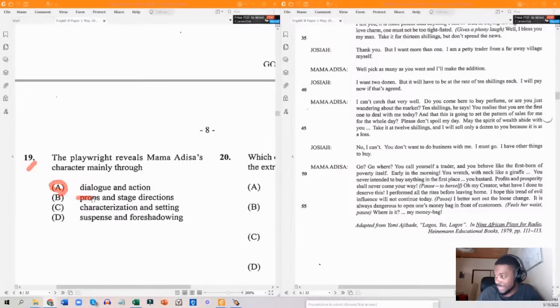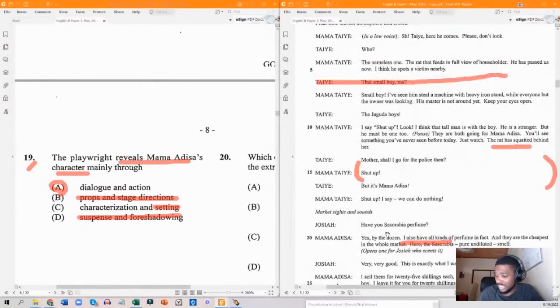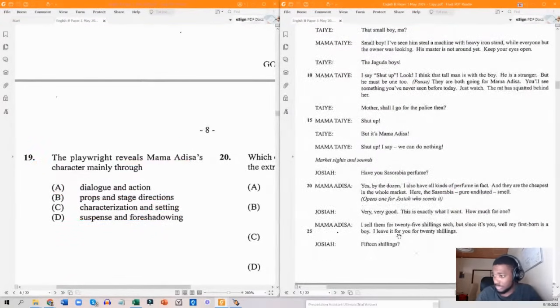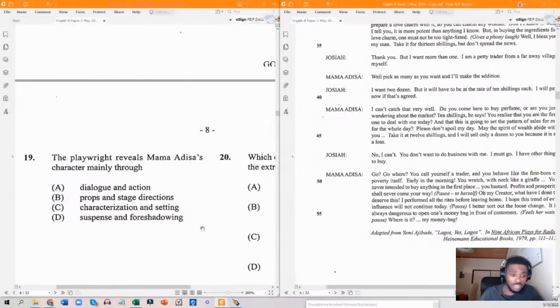Props, this is complete madness. Nothing here gives away her character. And character setting, this doesn't have anything to do with her character. And while these are in the text, they do not reveal Mama Adisa's character. We're seeing action and dialogue telling us a lot about her. Yeah, so 19 has to be A.